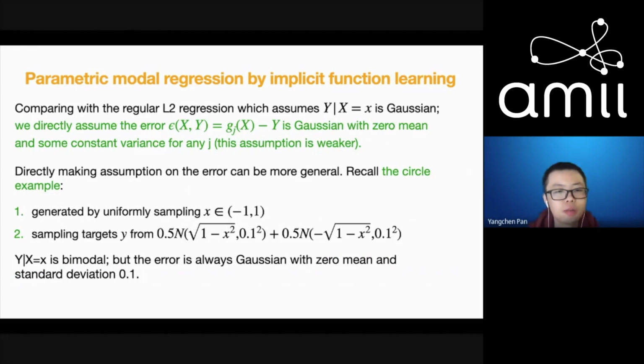The important thing is that our assumption is weaker than the regular L2 regression. We can recall the circle example again. On the circle example, y given x is a bimodal distribution. That's why if we run L2 regression, minimizing the mean squared error, it doesn't work. It doesn't give meaningful predictions because it violates the probabilistic assumption that the conditional distribution should be Gaussian. But the error is still Gaussian with 0 mean and constant standard deviation. So our assumption still holds in this case.